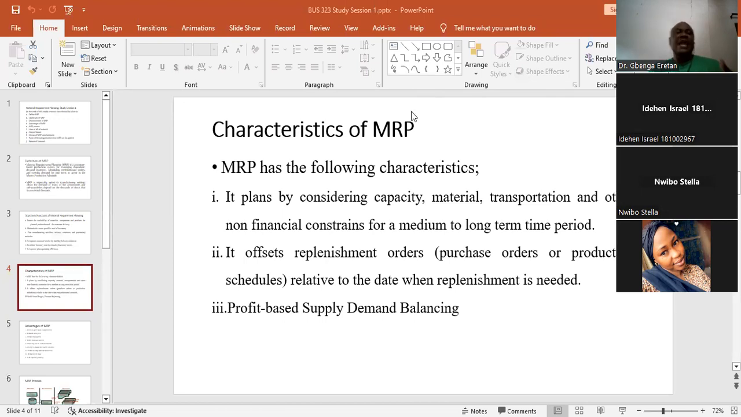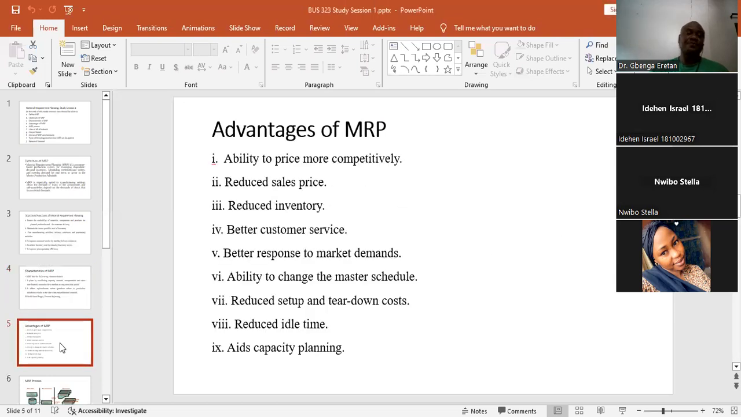So when I say that MRP is a computer-based system that helps to manage the production and the movement of materials that experience a dependent demand, you'll be able to balance your demand and supply and maintain a minimum stock without necessarily running out of stock. And this will help you to maximize the profit of the business.